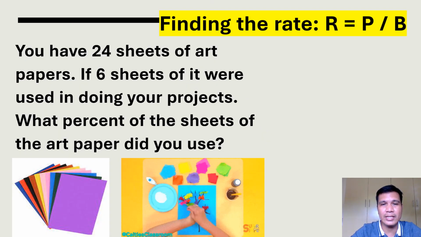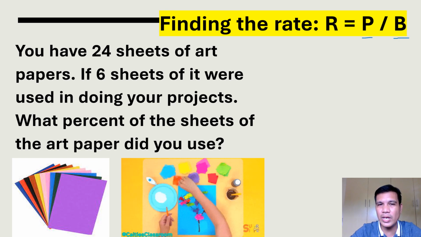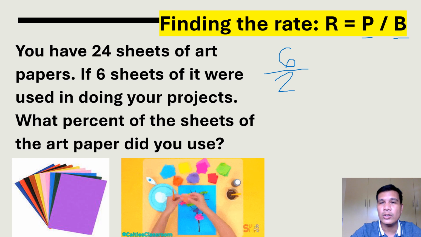Let us find the rate in this problem. You have 24 sheets of art papers. If 6 sheets of it were used in doing your projects, what percent of the sheets of the art paper did you use? So, we are looking for the rate. Nawawala yung may percent. So, formula, rate is equals to percentage times the base. What is the percentage? Yung nagamit natin na sheets of art paper ay 6. Then, ang total niya ay 24. So, meaning we are going to divide 6 by 24.